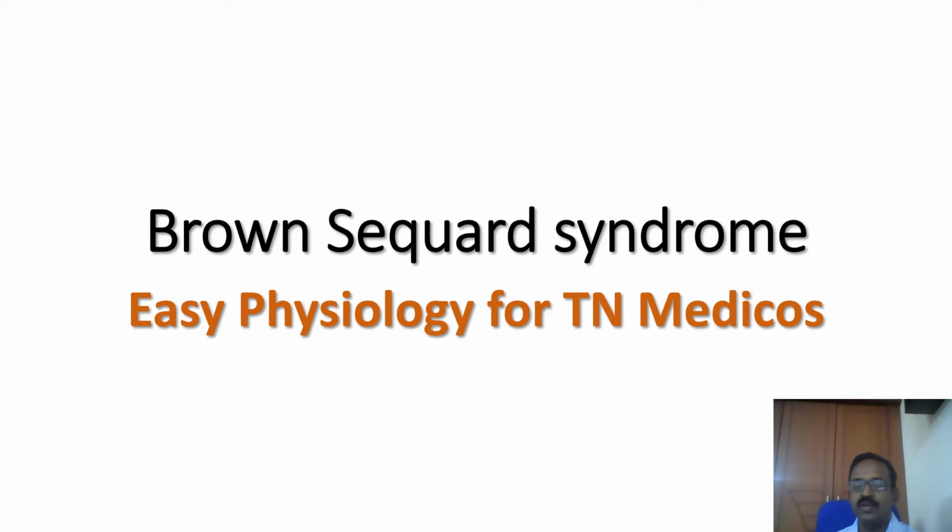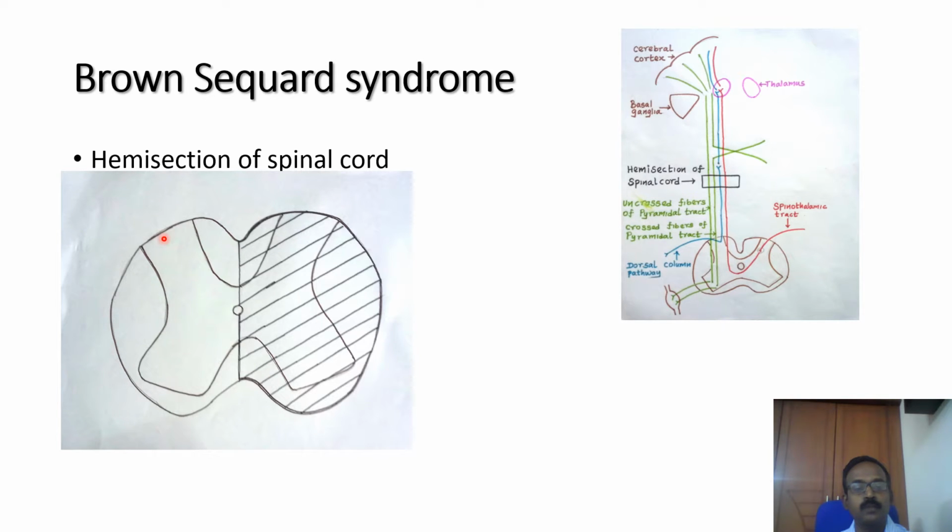The video we are going to discuss is about Brown-Séquard syndrome. This is a frequently asked short note from the central nervous system. Brown-Séquard syndrome is otherwise called hemisection of the spinal cord. So this is the structure of the spinal cord.